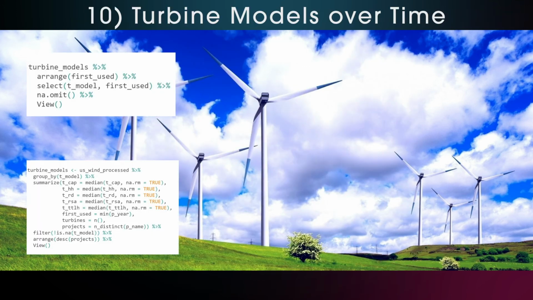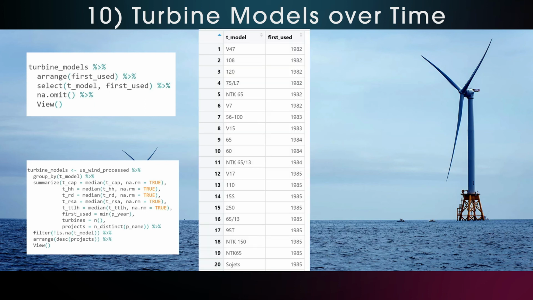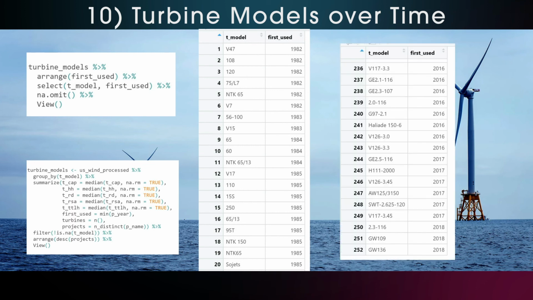You remember that we produced the turbine models table where we created the first_used column. Here I was interested in when a model first appeared on the market. The V47 appeared in 1982, was built by Vestas and produced 660 kilowatts. In row 241 you can see the Haliade 156 from GE first being used in 2016.